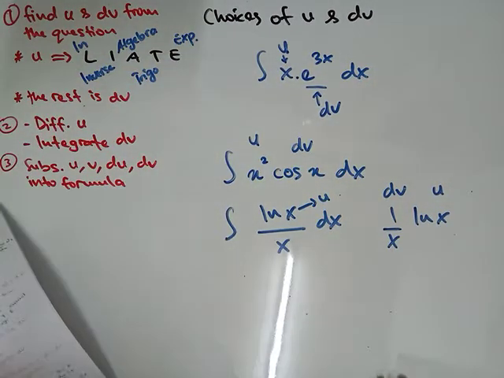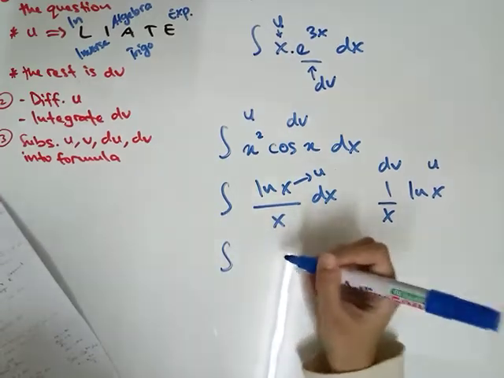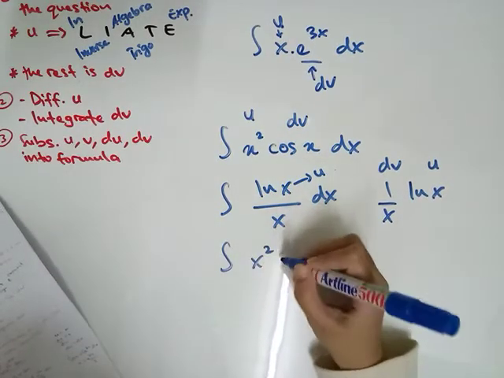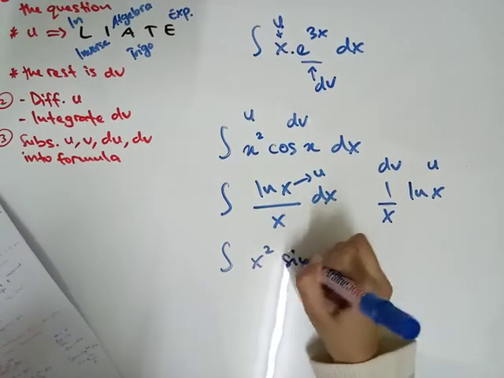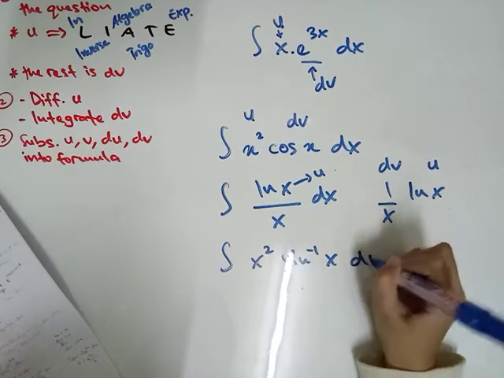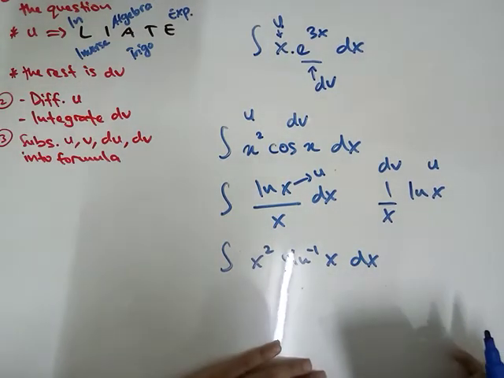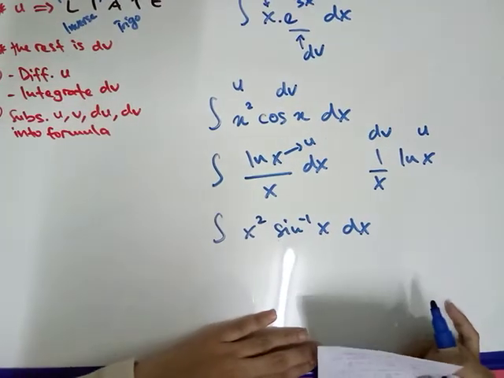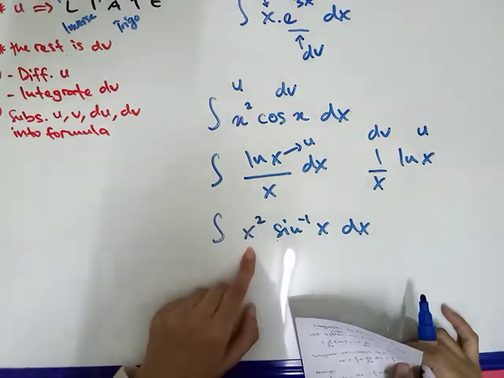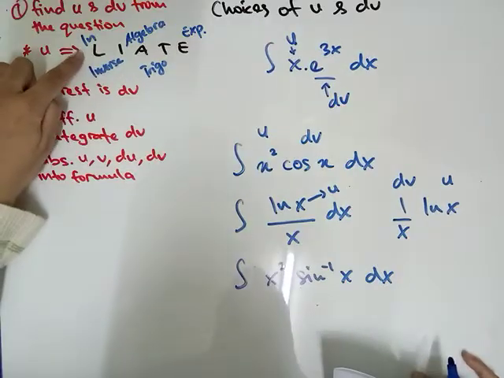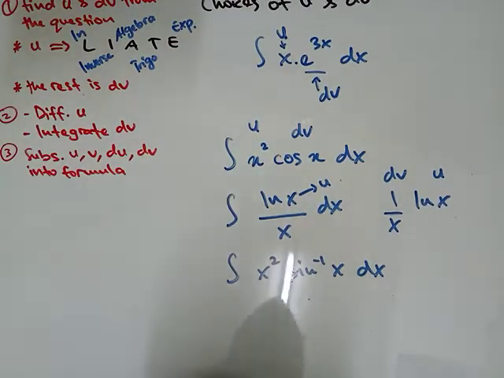What if we have integrate x square times sin inverse x dx? Okay, boleh nampak tak? So the first one is ln. Ln tak ada kan dalam soalan ni?